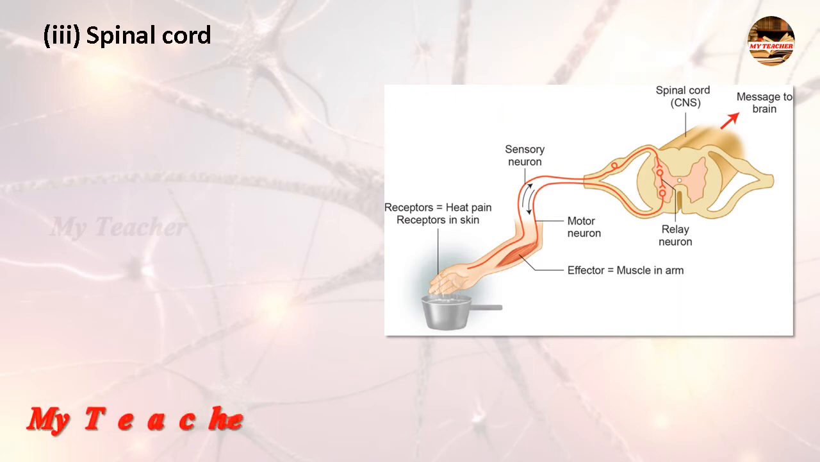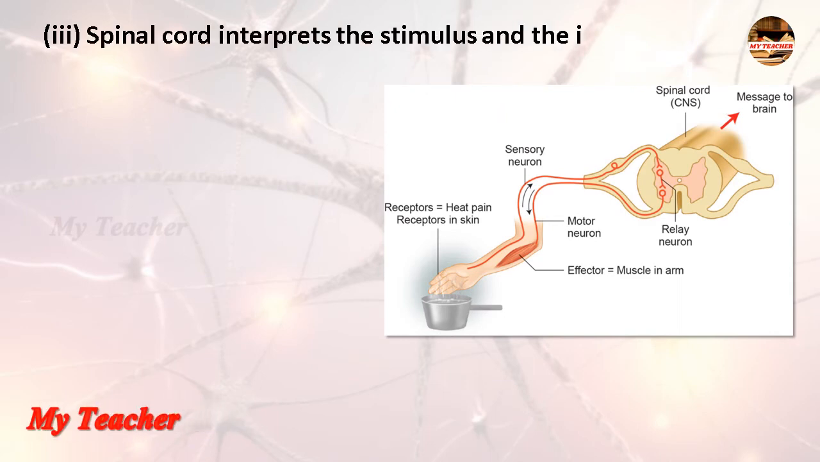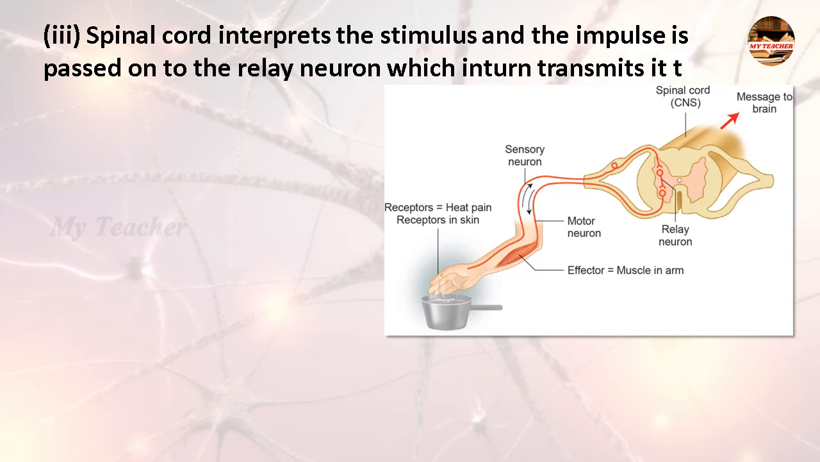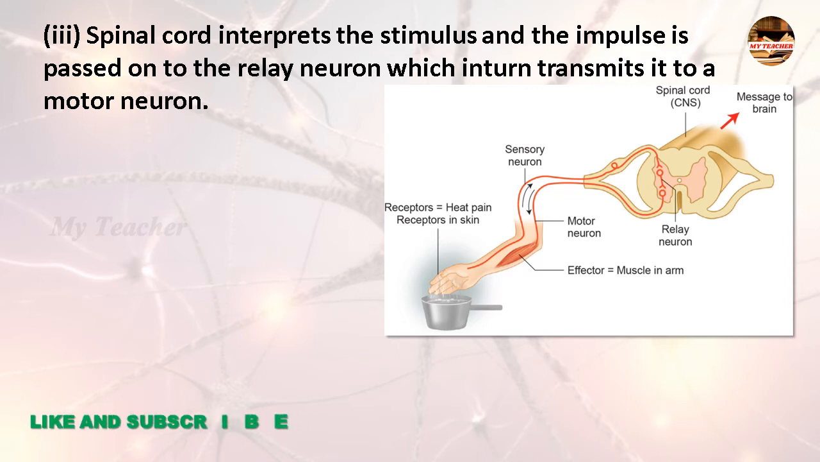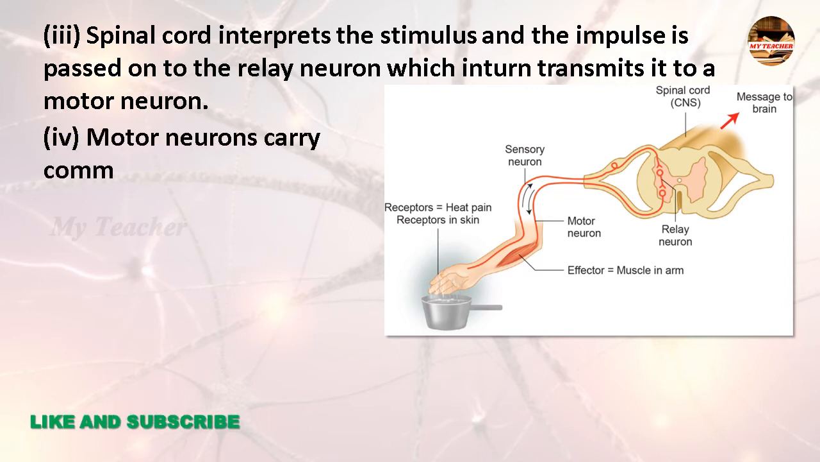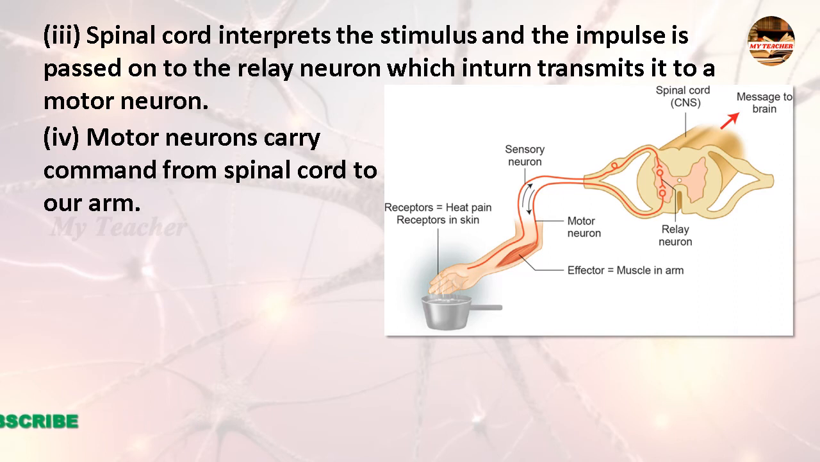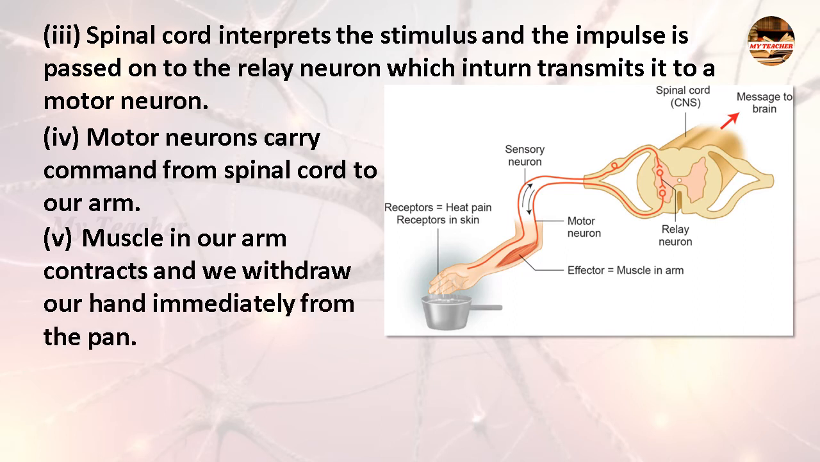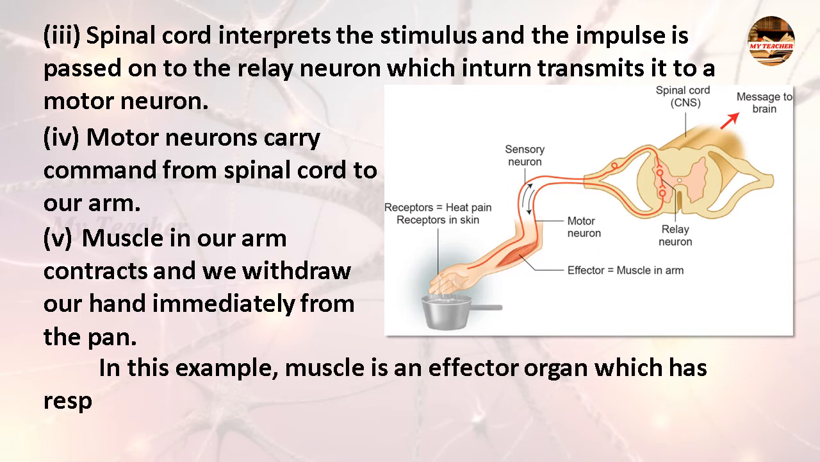The spinal cord interprets the stimulus and the impulse is passed on to the relay neuron, which in turn transmits it to a motor neuron. Motor neurons carry command from spinal cord to our arm. Muscle in our arm contracts and we withdraw our hand immediately from the pan. In this example, muscle is an effector organ which has responded to the heat.